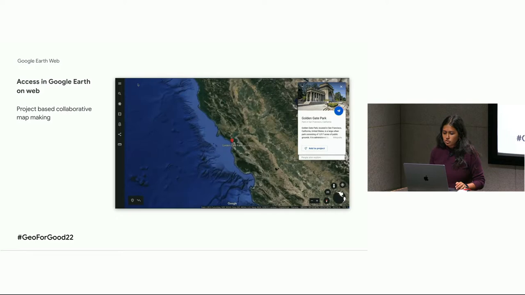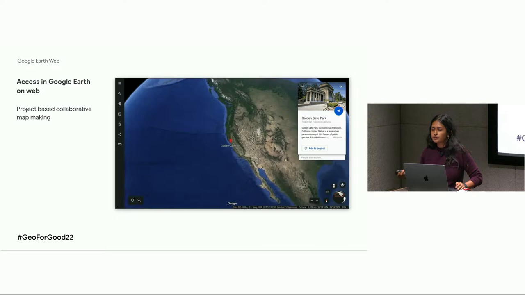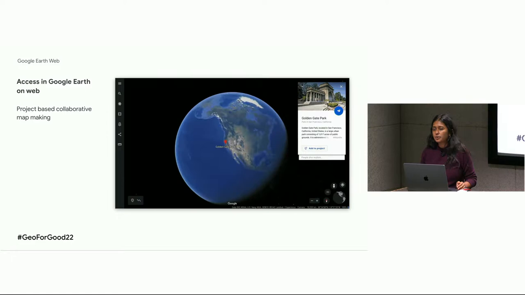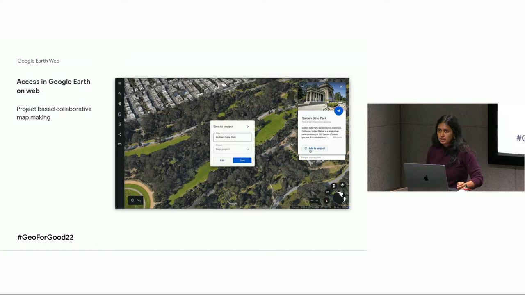So just to walk you through some of the top features of creation tools, and obviously we're going to do a hands-on activity later in this session. First is that you can access this feature in Google Earth Web. And it's not just storytelling, but you can think of it as collaborative map making through projects. It works similar to Google Docs or Google Drive or Sheets, where you can actually invite other users to create a story or create a project with you.